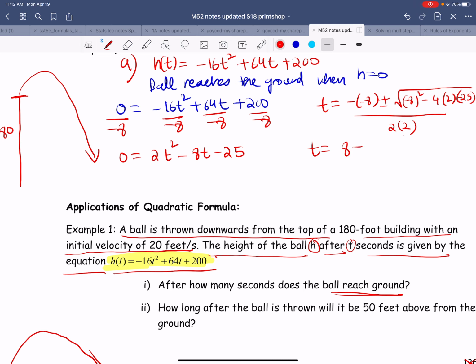So t comes out to be 8 plus minus square root. 8 squared is 64. Negative times negative is a positive, so that's a plus positive. 25 times 4 is 100 times 2 is 200, divided by 4. So t comes out to be 8 plus minus square root of 264 divided by 4. Let's go ahead and use the calculator and find the two answers. First I'm going to use the positive: 8 plus square root of 264 divided by 4. And that turns out to be 6.06.